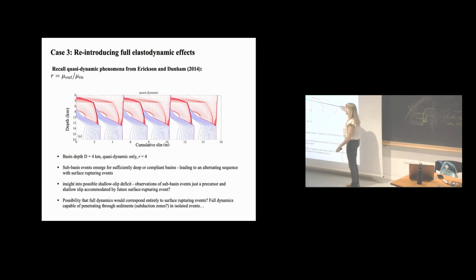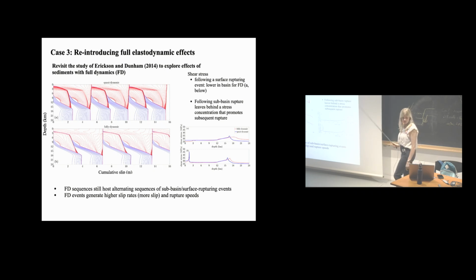The idea here is that if you have sediments up here, we want to know how easy it is to penetrate up into those sedimentary regions, particularly subduction zones, for example. And is it really possible to penetrate through soft sediments with just full dynamics? Here we're showing sediments can be a barrier to rupture. So the question is can we go there faster? This is a fully dynamic simulation of the same thing, and you can see actually that it doesn't go all the way up. So even with full dynamics present, you still get sub-basin events. So basins can still form barriers to rupture.